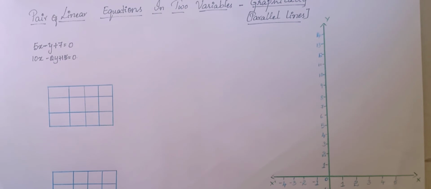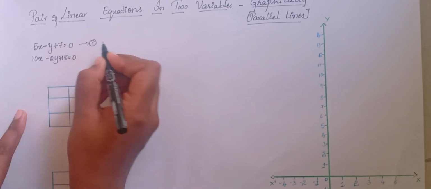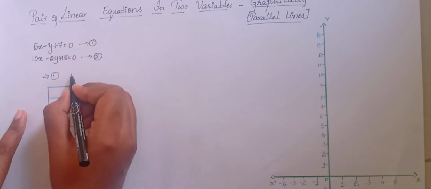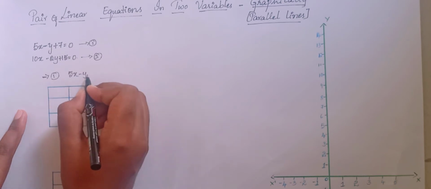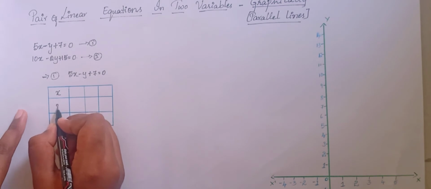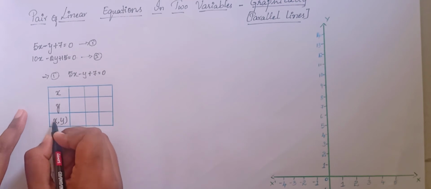Here we have a question: 5x minus y plus 7 equals 0, and 10x minus 2y plus 15 equals 0. So let's find the points which are solutions for this. First I'll mention this as equation 1 and this as equation 2. So first I'll take equation 1: 5x minus y plus 7 equals 0. Here we first put points for x, and because of that we get y. The answer x comma y we will write here.